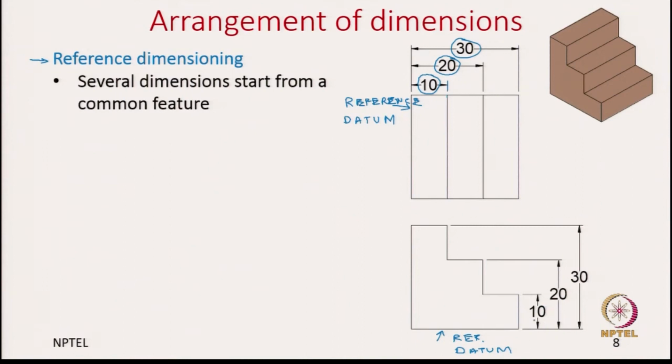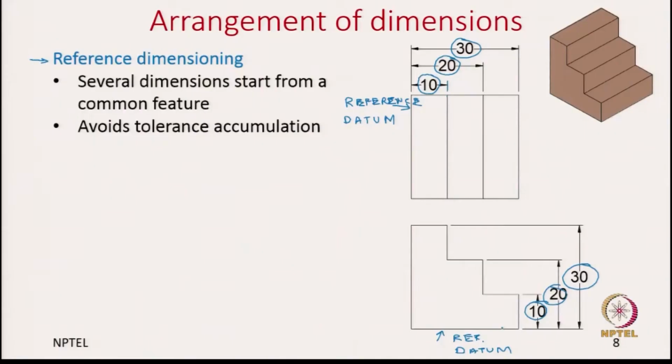So, for all these dimensions of 10, 20 and 30 we have this as a common reference using which the dimensions are specified. So, the advantage here is your allowable tolerances do not accumulate. In the chain dimensioning we said the tolerances accumulate, but here it will not accumulate because you specified it to be 10 based on one reference.